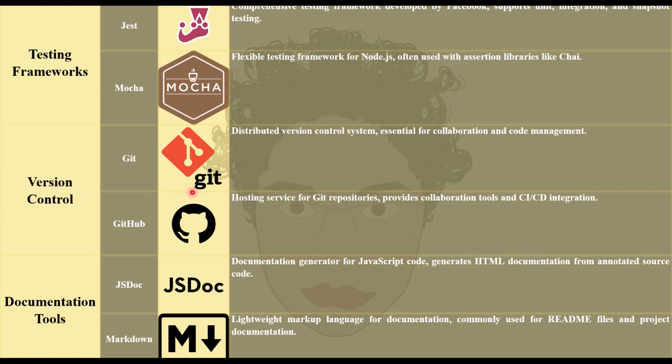Another tool that we need for every programming work is version control. The most popular is Git and GitHub. And you know about it if you're working as a programmer. So in here, we just explain about Git very little. Distributed version control system, essential for collaboration and code management. It can track your projects and you can do lots of things with it. Also about GitHub, hosting service for Git repositories, provides collaboration tools and CI/CD integration.